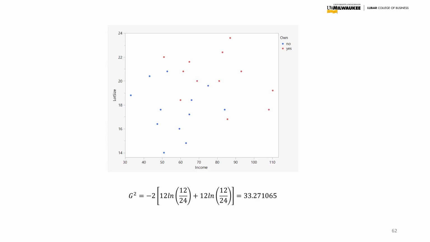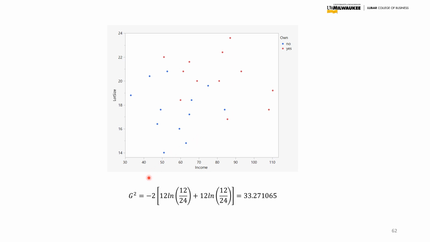Okay, let's calculate G squared for our application. We start out with the initial region. There are 24 points in total on this graph. 12 points are red, which are the yes observations, and 12 points are no, which are the blue observations.